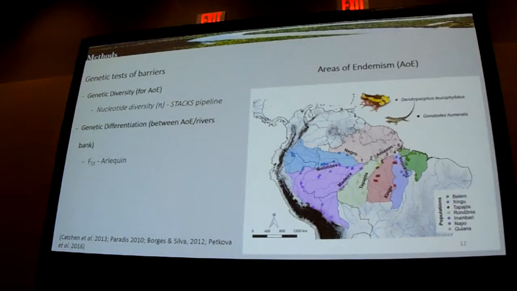We divided the populations as shown here. Each color is one population, and we used the areas of endemism proposed for the Amazon for each population. Then for each one we calculated the nucleotide diversity, and between populations we calculated the genetic differentiation using FST.